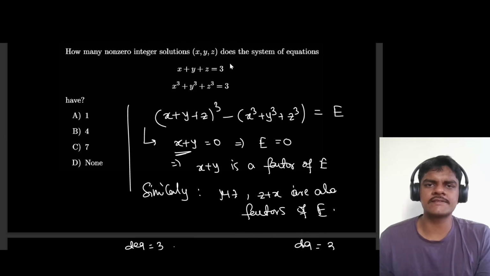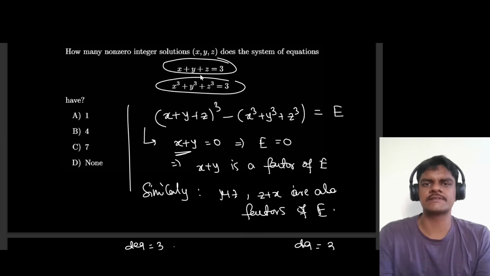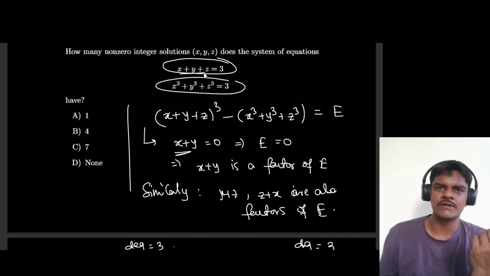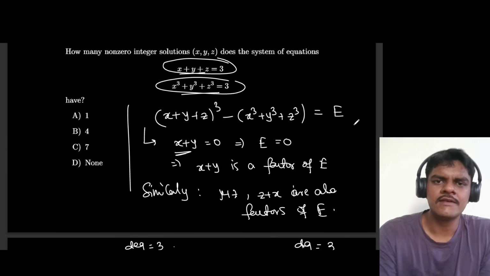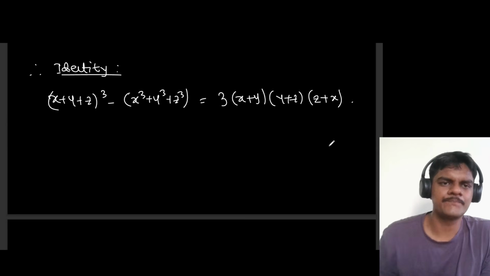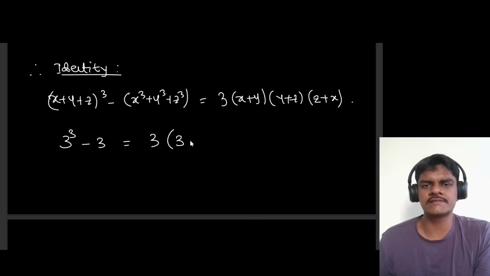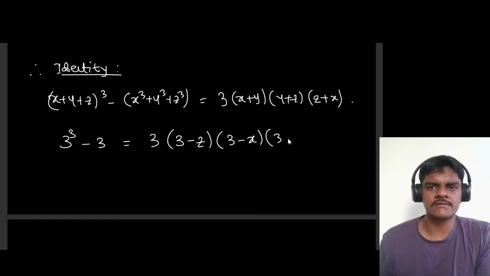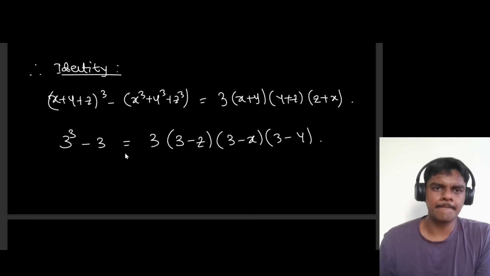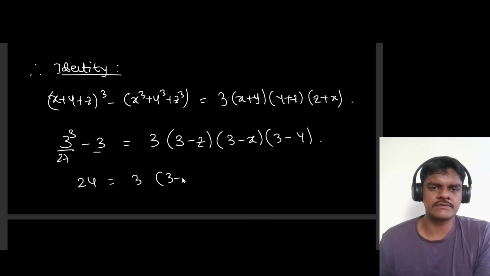We have that x plus y plus z is equal to 3 and x cube plus y cube plus z cube is equal to 3. Why did I use this? Because I have these two expressions, and I have to use them. So basically, I have 3 cube minus 3 is equal to 3 into, what is x plus y? I can write that as 3 minus z, and this as 3 minus x, and 3 minus y. Correct? We definitely have this. So this is 27 minus 3.